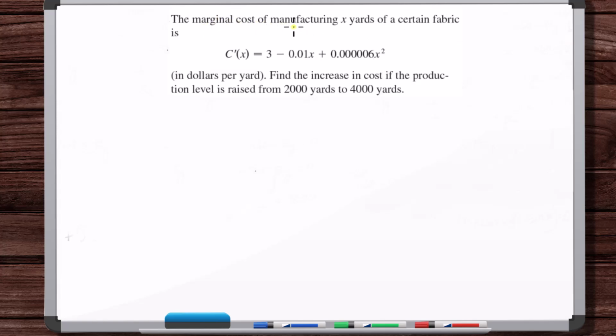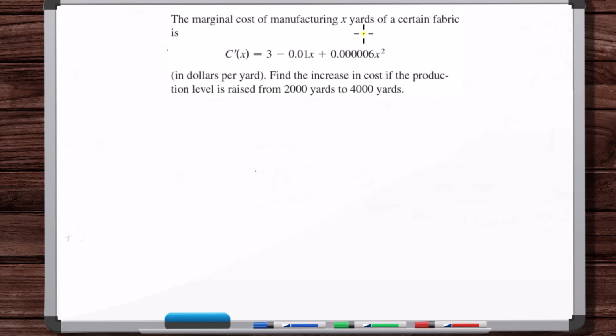The marginal cost of manufacturing X yards of a certain fabric is given by this formula here in dollars per yard. Find the increase in cost if the production level is raised from 2,000 yards to 4,000 yards. So here's a good example where the independent variable is not time, but we can still apply the net change theorem. This function here represents the change in some quantity with respect to an independent variable. In this case, the independent variable is yards of fabric.